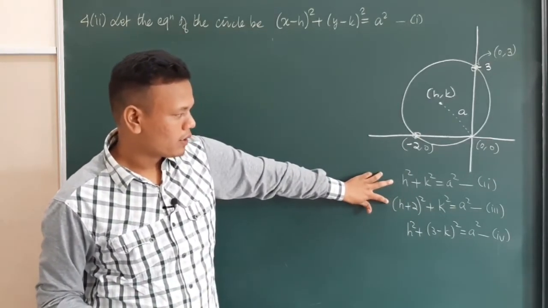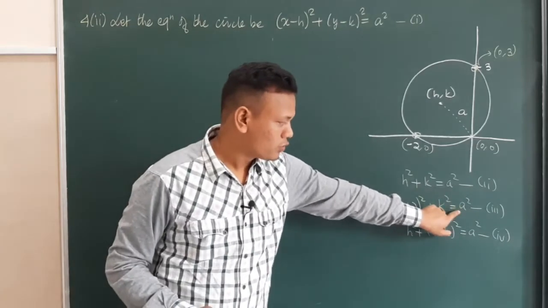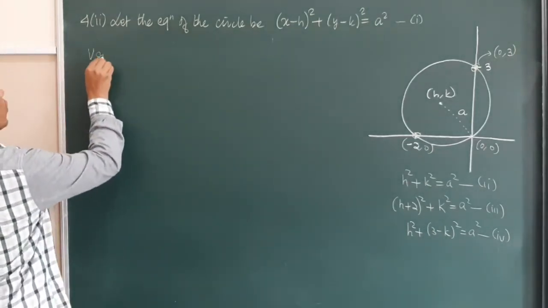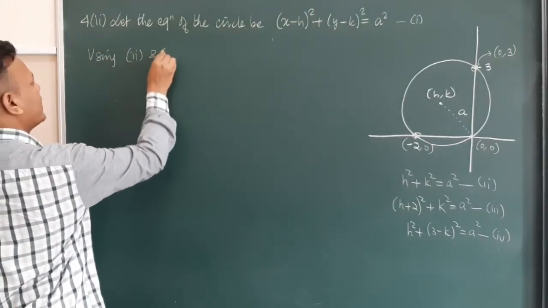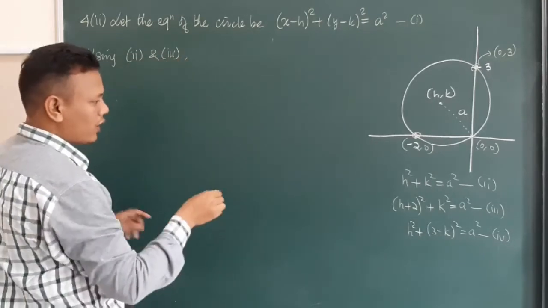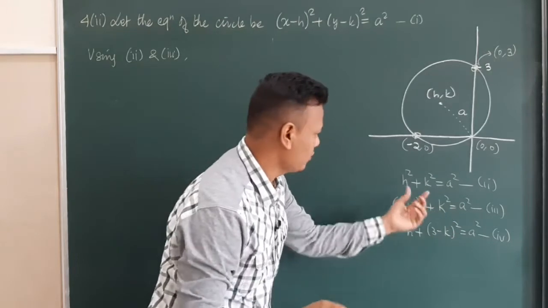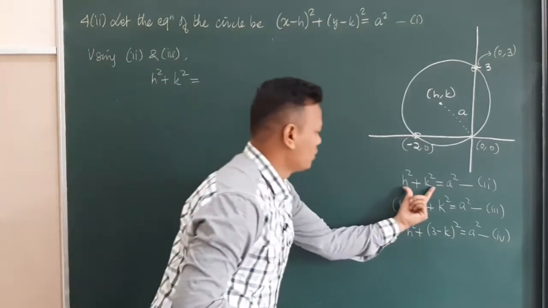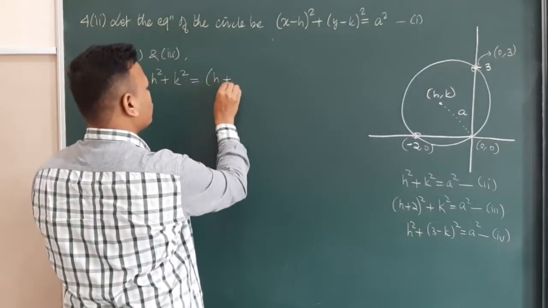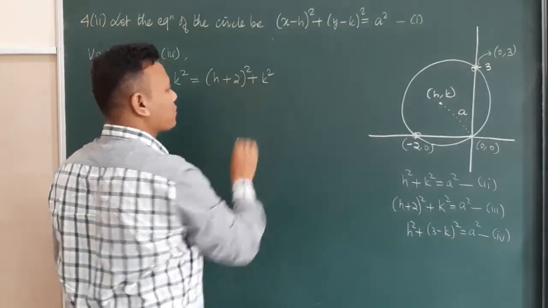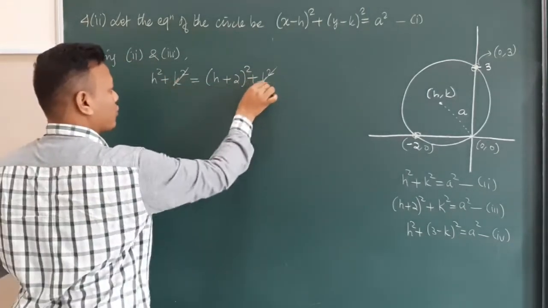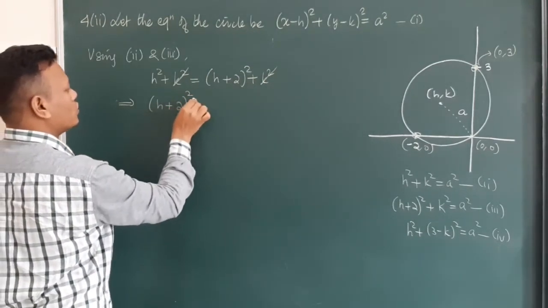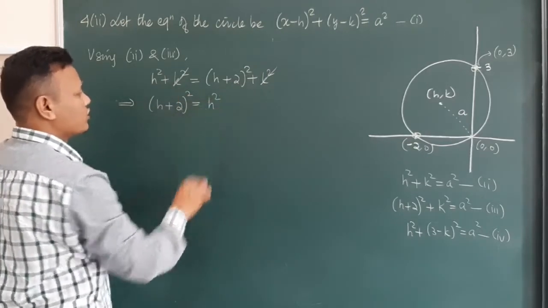Okay, so let us use these two. Using 2 and 3, this is also a square, this is also a square. So that's why this must be equal to this one, isn't it? So let's see what we get using 2 and 3. As I said, a square and a square both have to be the same. So that's why we have h square plus k square must be equal to h plus 2 whole square plus k square. Okay, so k square and k square get cancelled. So from here we have h plus 2 whole square equals h square.